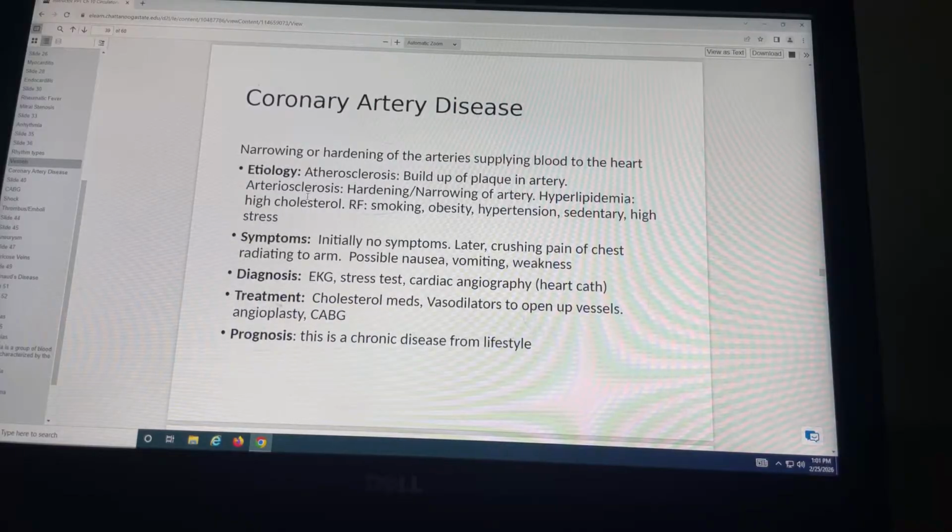Hyperlipidemia, who wants to take a shot at what that word means? Hyper means fast, too much, yeah. What are lipids? Fat. And emia, what's emia mean? Emia is in the blood, right? Like heme, anything with the em in there. So hyperlipidemia is too much fat in the bloodstream.